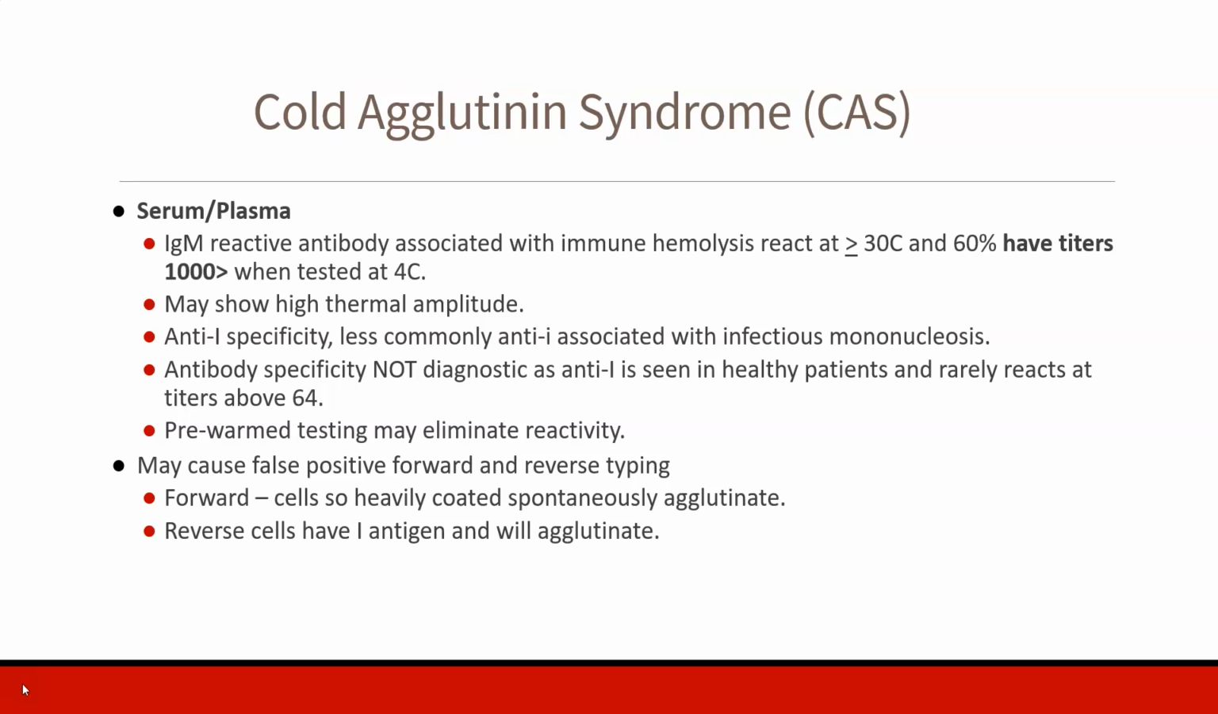So again, clinically significant titer of 1,000 or greater when tested at 4 degrees centigrade, high thermal amplitude. They do not want to let go. The specificity is to the big I antigen, or in the cases of infectious mono, the little I antigen. If you have a titer 64 or less, it's a nuisance, nothing to worry about. And again, this may cause ABO discrepancies.